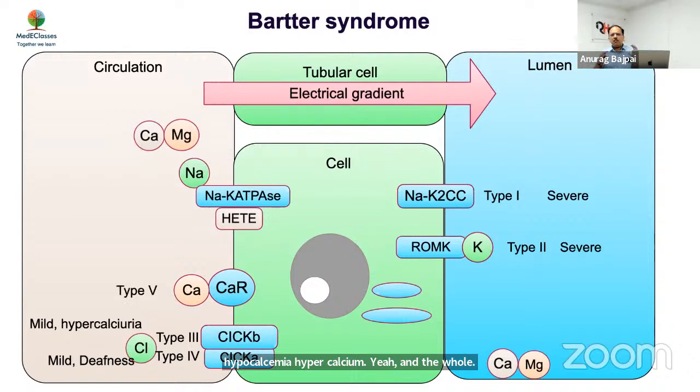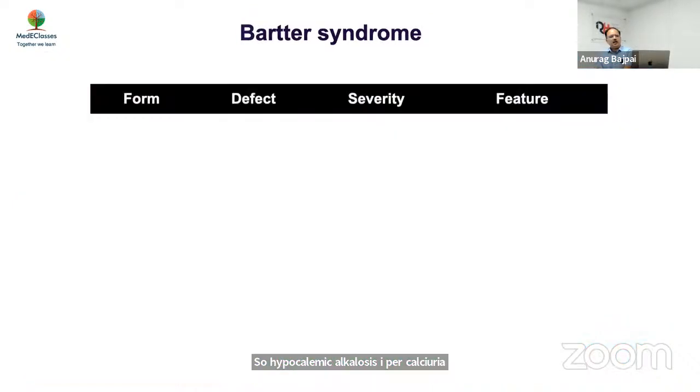So essentially, Bartter syndrome is not a single disorder. There are multiple genes which may be affected. Common to them is the loss of potassium, loss of chloride, calcium, and magnesium. So hypokalemic alkalosis, hypercalciuria, hypermagnesiuria is a basic factor which will be there in that regard.